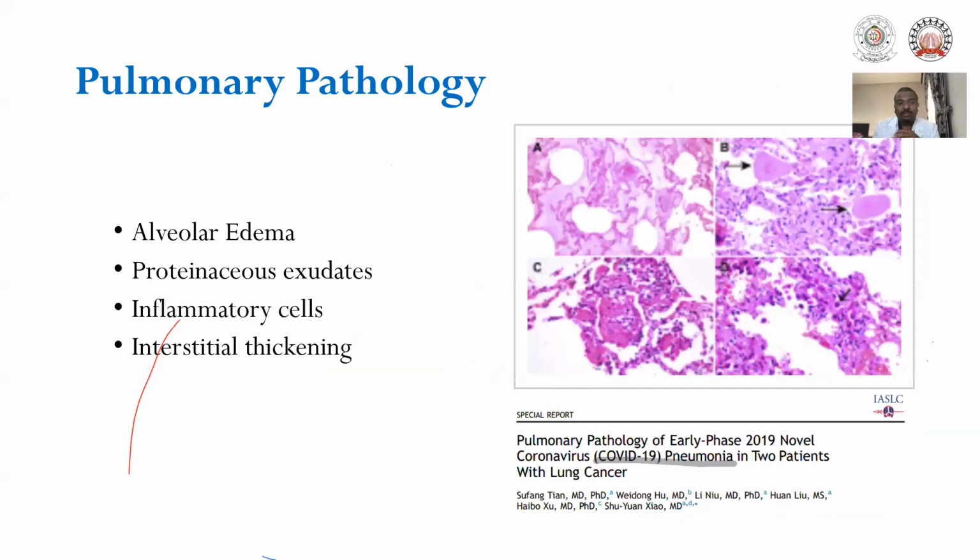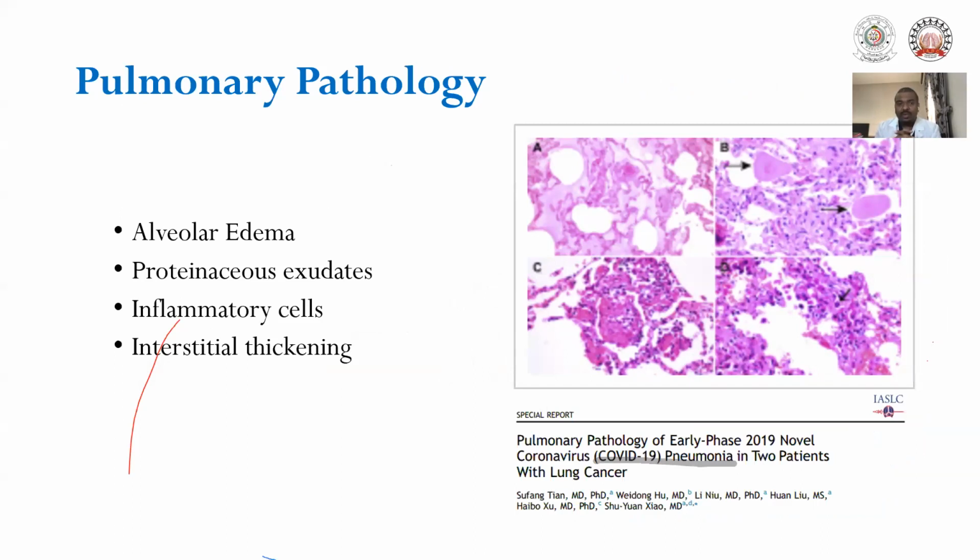Look at this slide. This was a specimen taken from the middle lobe resection of a COVID patient, and it was reported in the Journal of Oncologic Medicine from Japan, if I remember correctly. It revealed typically evident alveolar damage, including alveolar edema and proteinaceous exudates in this specimen.